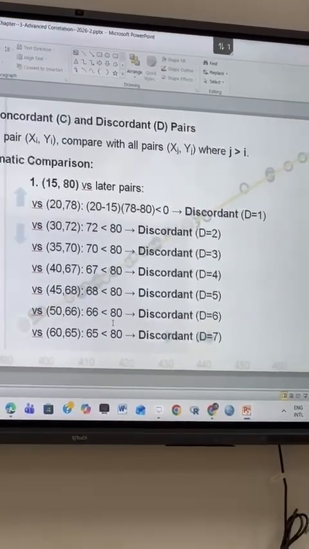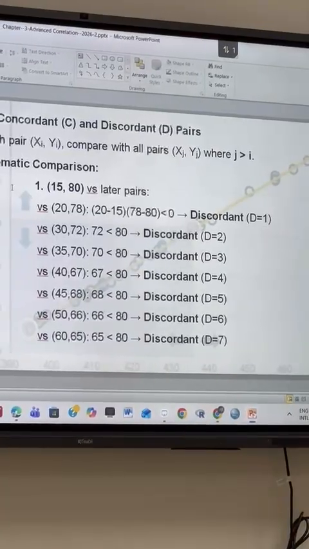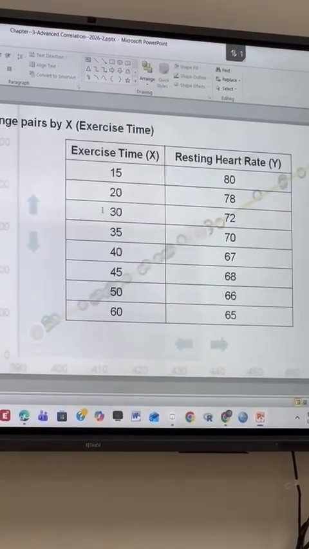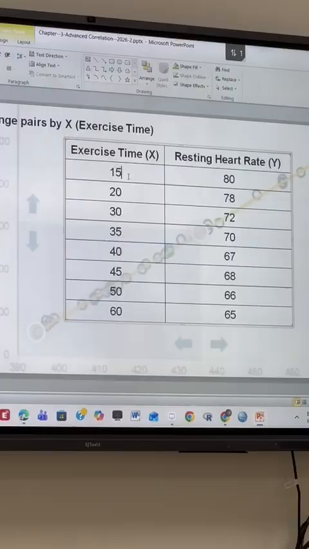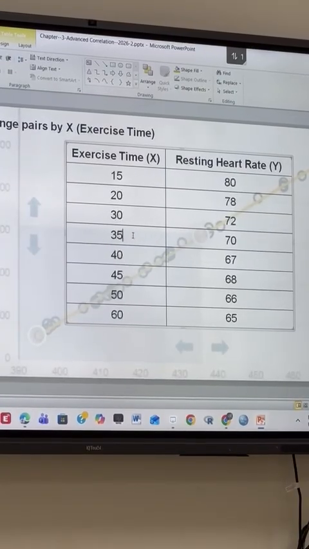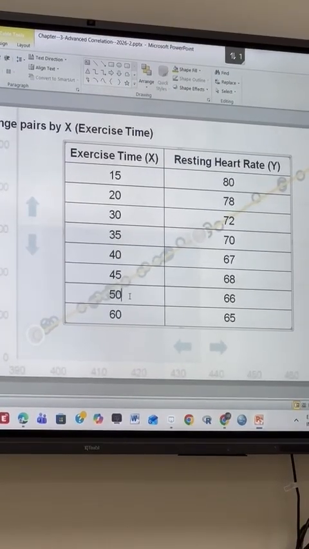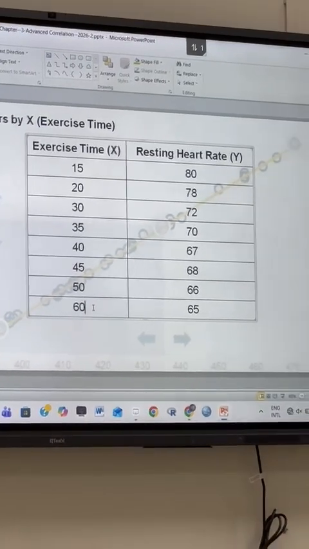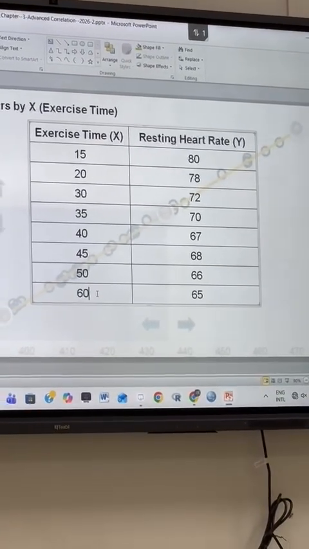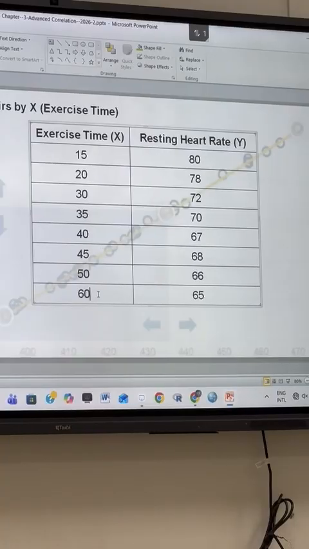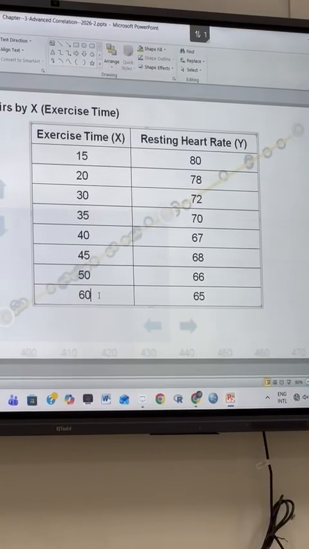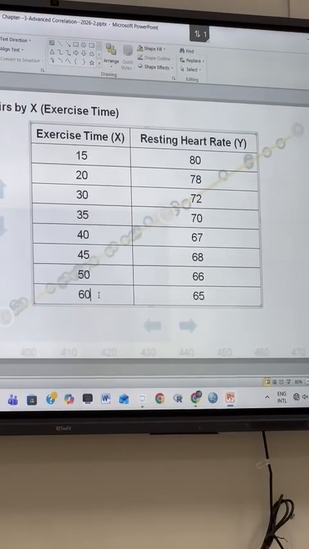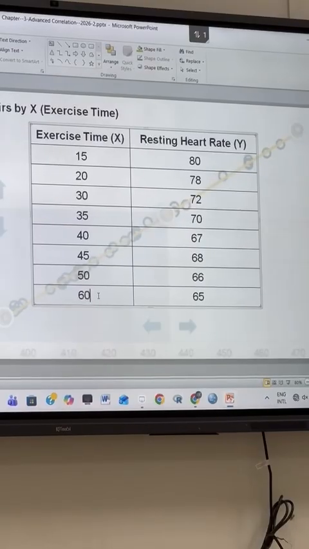Look at this board and follow. It may take up to 3 or 4 pages. Here, how many numbers are given? 1, 2, 3, 4, 5, 6, 7, 8. In the examination I will give you 4 or 5 numbers. Easily you can find out how many concordant pairs and discordant pairs. Clear?